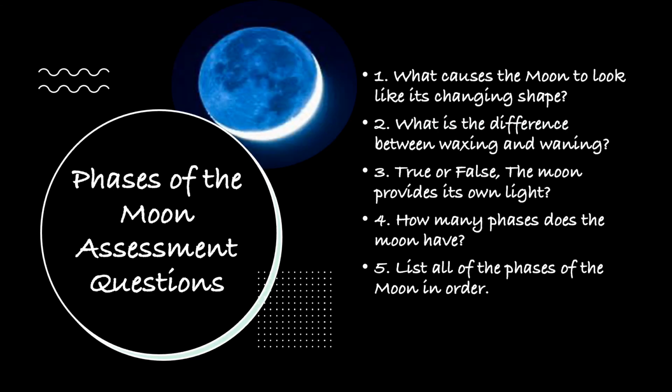To demonstrate your understanding of the phases of the moon, please answer the following questions on a sheet of paper. What causes the moon to look like it's changing shape? What is the difference between waxing and waning? True or false? The moon provides its own light. How many phases does the moon have? List all the phases of the moon in order.